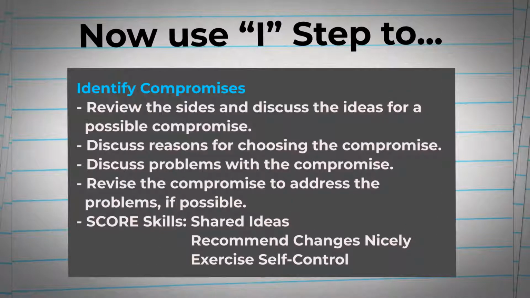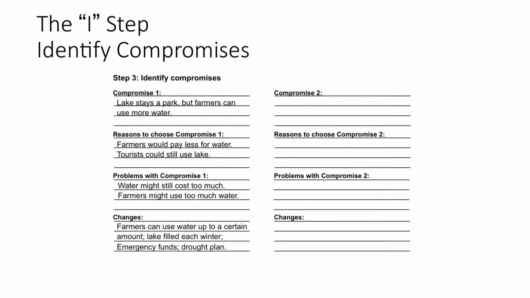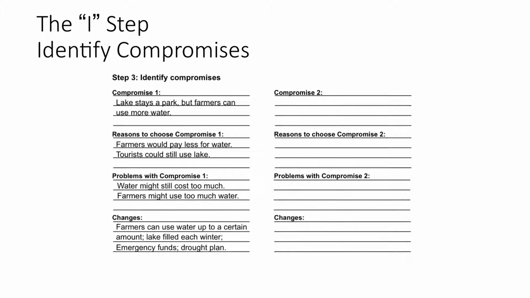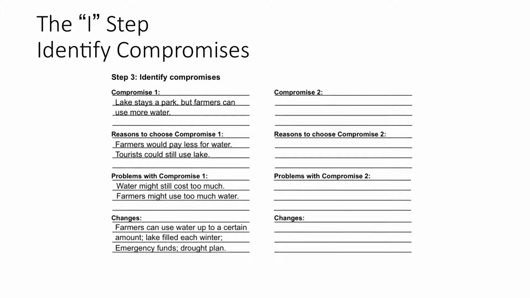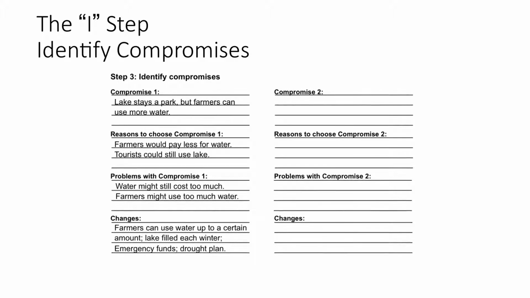So now we will use the I step to identify compromises. We will review the two sides and the problems with each, discuss ideas for possible compromise, analyze the reasons and problems with those compromises, and revise them to address the problem if at all possible. If you look at the sample completed build worksheet, you can see a solution and a compromise offered by a student group. Farmers can use water up to a certain amount, lake filled each winter, emergency funds, and a drought plan were the compromises that this group came up with.